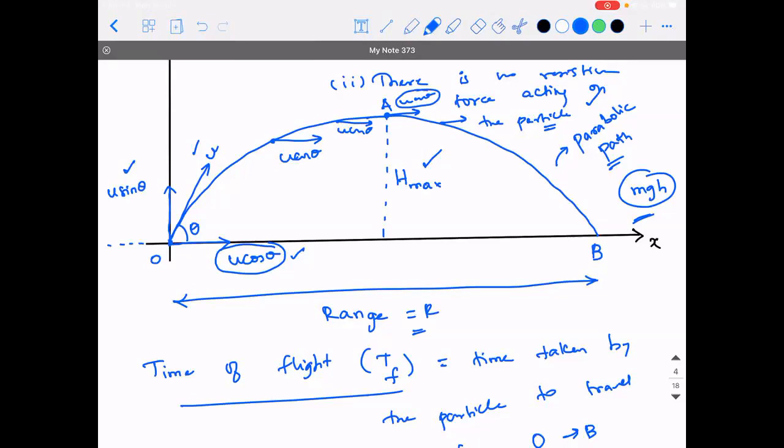Yes, sir. Sir, but I have a doubt. Like here, in this case, is acceleration 0 or is angular acceleration 0? No, here there is no angular acceleration. Angular acceleration comes only for circular motion.